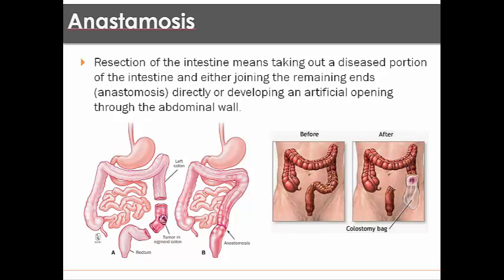If a surgeon removes a diseased portion of the intestine, like they are here, say this part of the sigmoid colon, they will either join the remaining ends, called the anastomosis, or they will create an artificial opening through the abdominal wall. So you can see here, if they're removing part of the sigmoid colon, they would just attach the remaining ends together, and that would be the anastomosis. Some codes do include an anastomosis, so an anastomosis would not be coded separately from the excised colon or intestinal area.